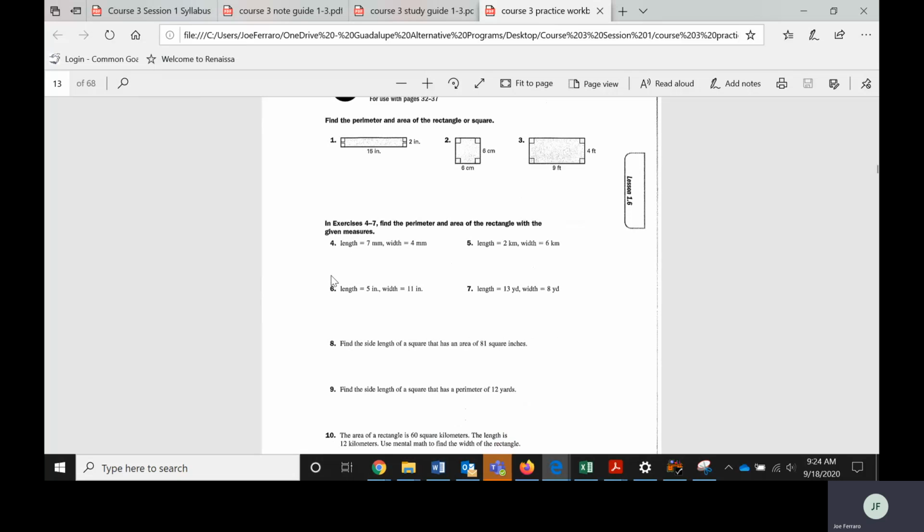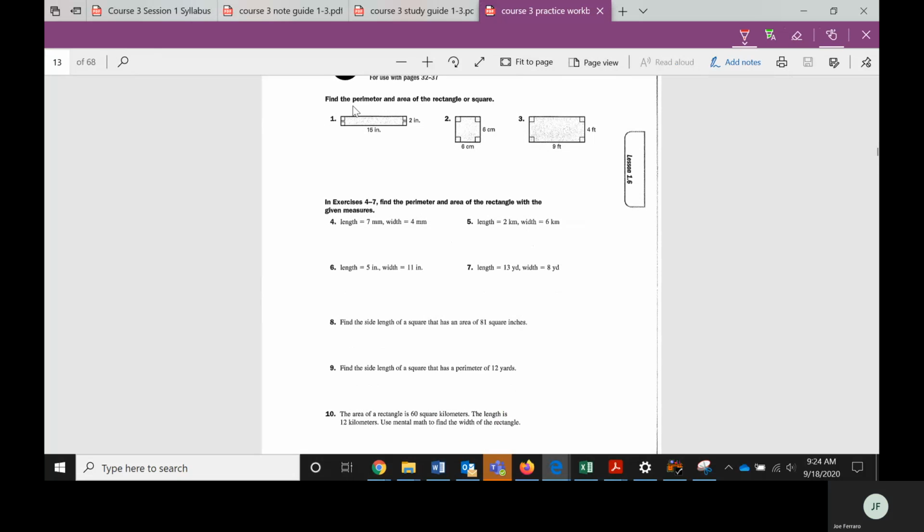So just go through this. If you have questions on what to do, just always make sure you're reading the directions. Like if this was a test, this would be big. You need to find the perimeter and area. So you should have 2 answers for each. Again, here, perimeter and area. And you should label them. Each answer should say like P equals something and A equals something. So we know what's the perimeter, what's the area.